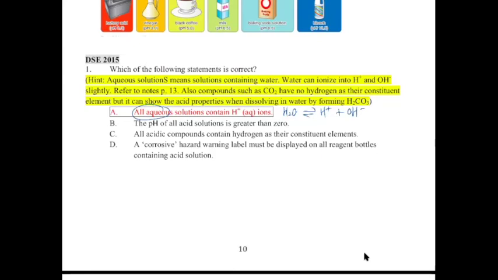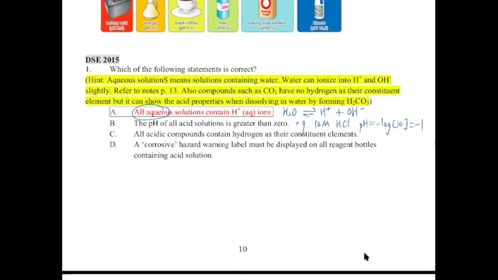And then B, the pH of all acid solutions is greater than 0. No, okay? If we have 10 molar HCl, and you take the pH, it should be minus log of the hydrogen ion concentration, then it will become a negative value. So the pH, remember 0 to 14 is a range that we frequently use, but it's not the limit. It can go below 0, it can go beyond 14.